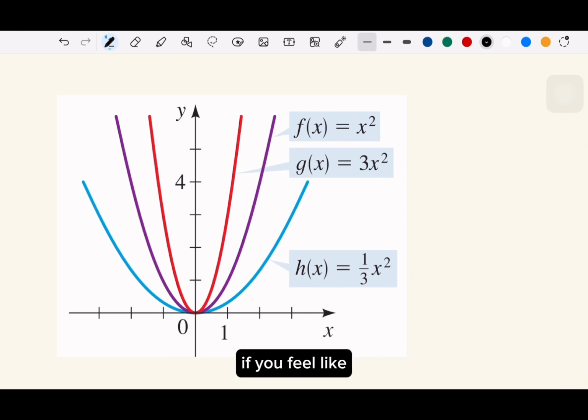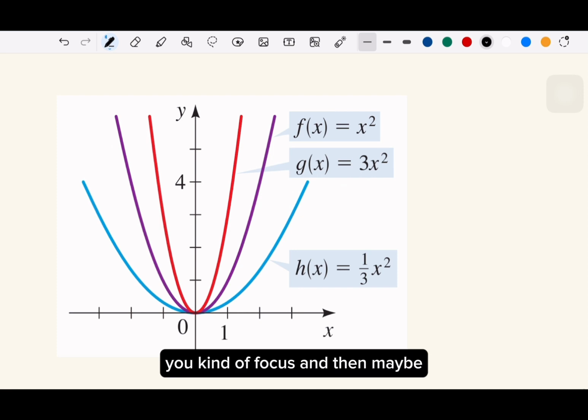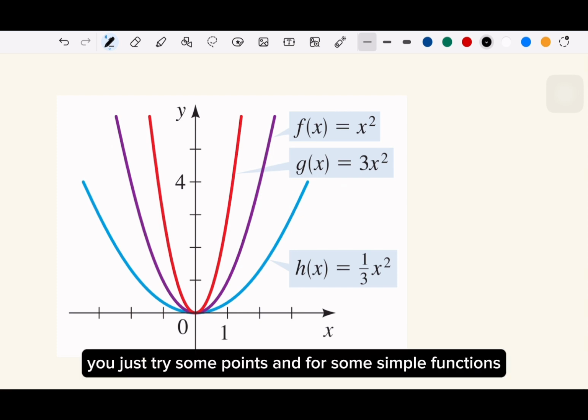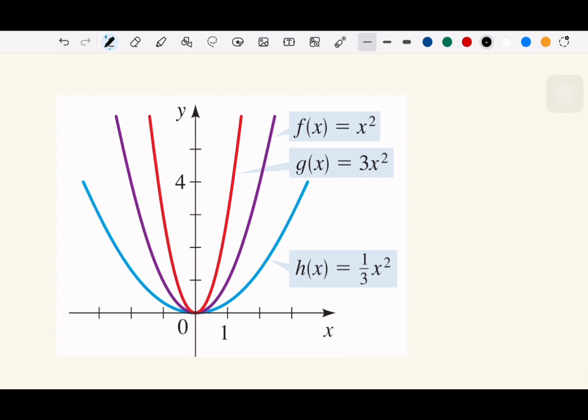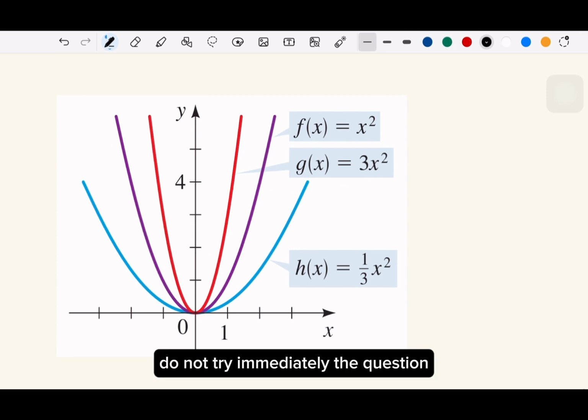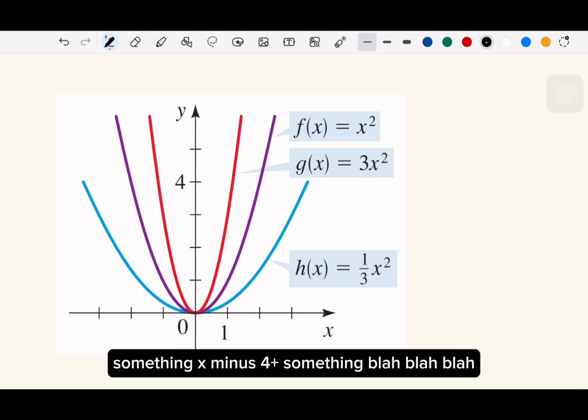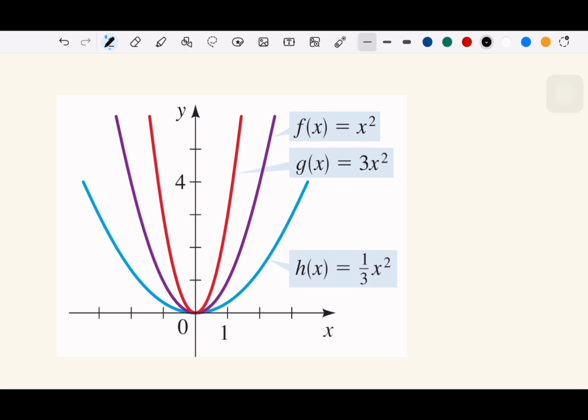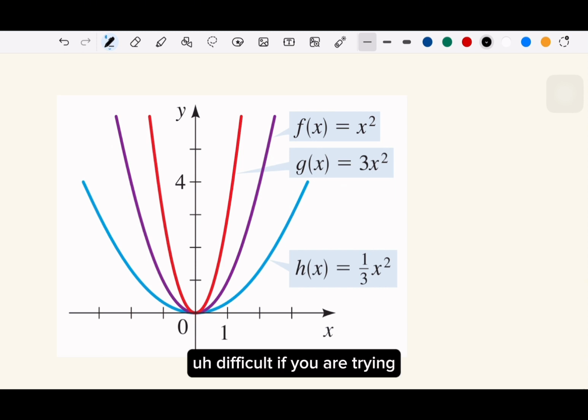Okay? If you feel like you are getting more and more anxious, you just try some points for some simple functions. Do not try the question immediately. Maybe the question has a square root of something, x minus 4 plus something, and so on. That would be very difficult if you try directly from the question. Okay.